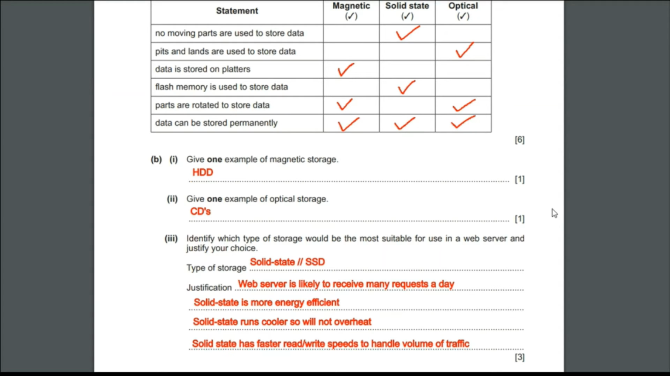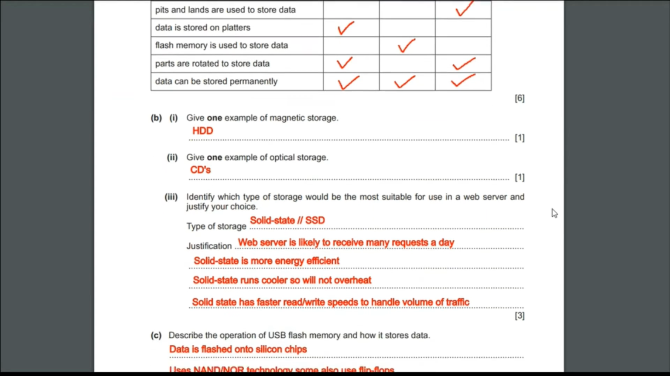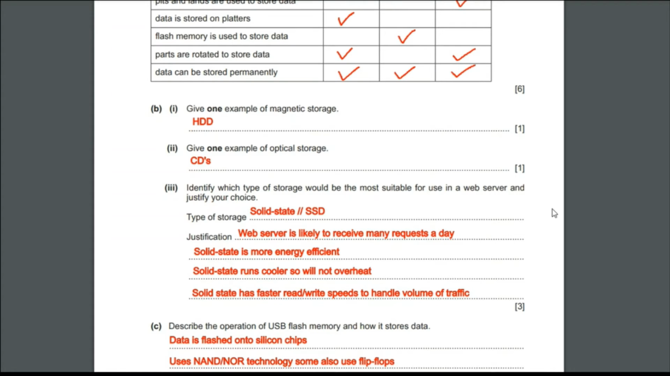The third is identify which type of storage would be the most suitable for use in a web server and justify your choice. So we can either use HDDs or SSDs. I have taken SSDs. The justification is that, if we take a large web server, like a company such as Google or Amazon, they receive tons and tons of requests each and every day. That means the solid state drive should be faster in read and write operations to handle such a large volume of traffic.